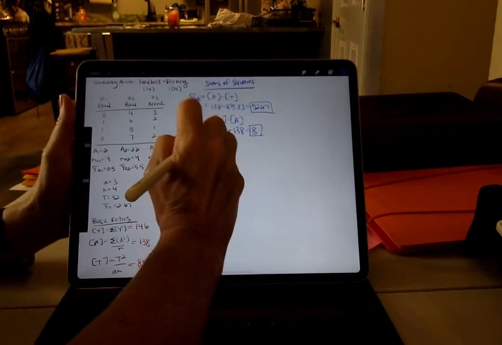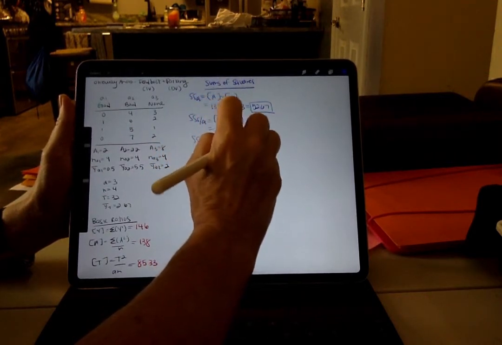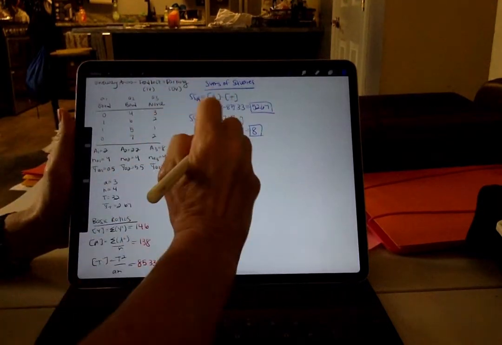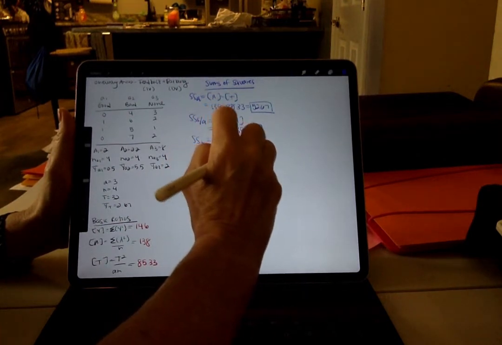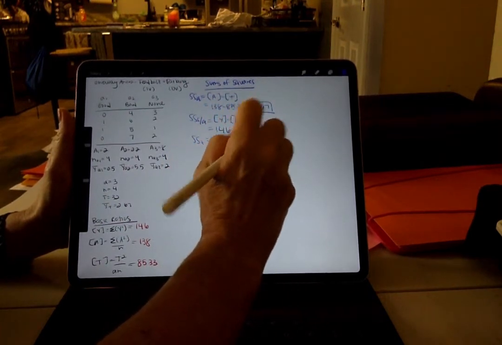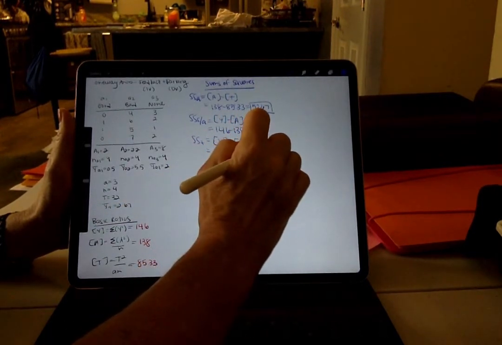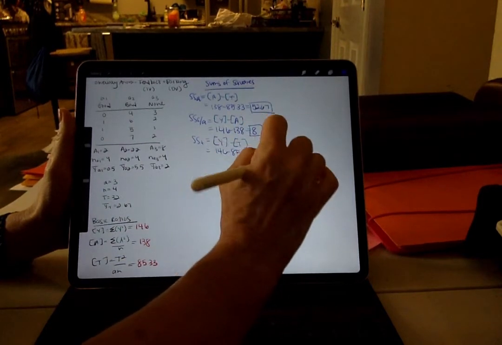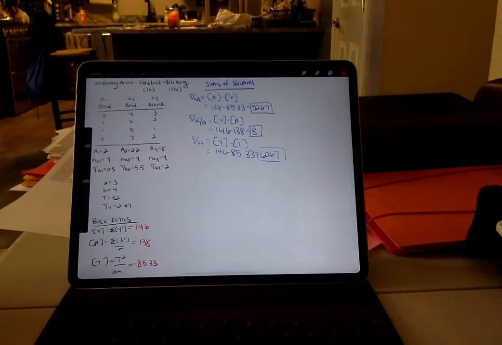And last but not least, we have our sum of squares T, which is the basic ratio for Y minus the basic ratio for T. And so we have 146 minus 85.33, and that equals 60.67. And before you move on, you want to make sure and check your work.